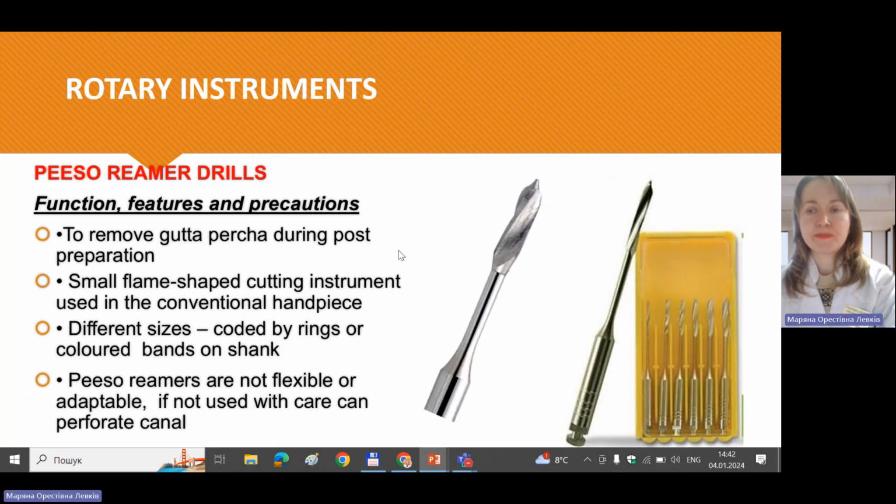Piezo reamer drills. The function of this instrument is to remove gutta-percha during post-preparation. It is a small flame-shaped cutting instrument used in conventional handpiece, available in different sizes, coded by rings or colored bands on the shank. Piezo reamers are not flexible or adaptable. If not used with care, they can perforate the canal.